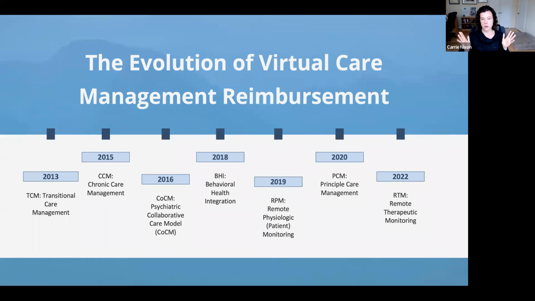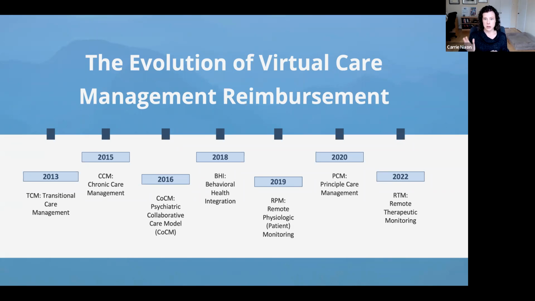All of these codes are considered care management codes. They were designated care management services, which means that they are allowed to be implemented with general supervision over clinical staff, meaning that the clinical staff need not be located in the same physical location as the ordering practitioner.